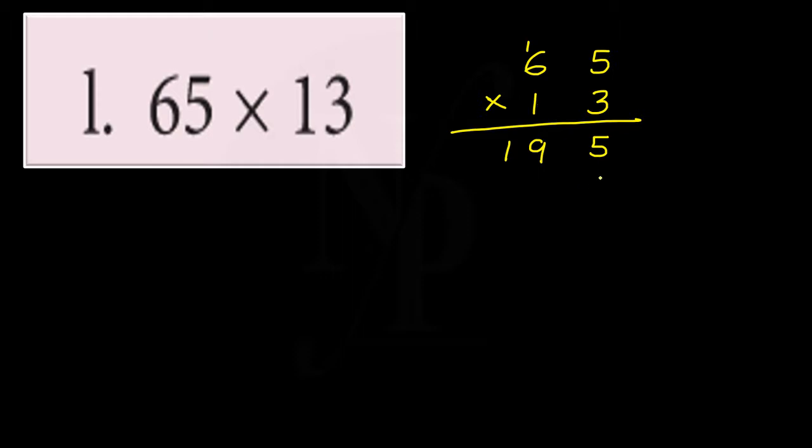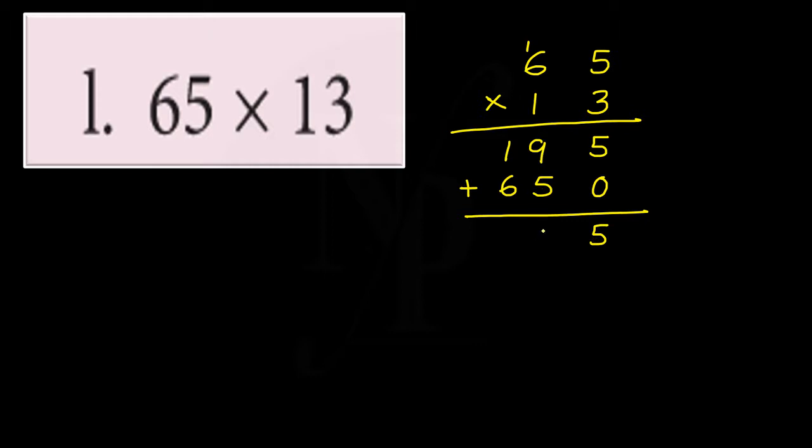But before that, we will put a 0 in one's place here. So now 1 5 is 5. 5 is written in tens place here. And 1 6 is 6. 6 is written in hundreds place here. Now we should add these two numbers. So 5 plus 0 is 5.